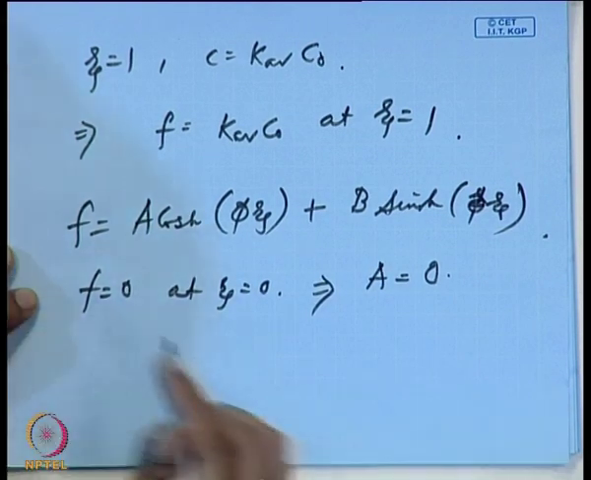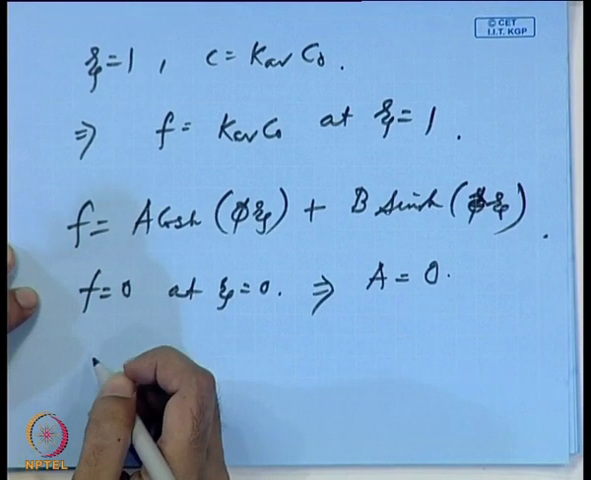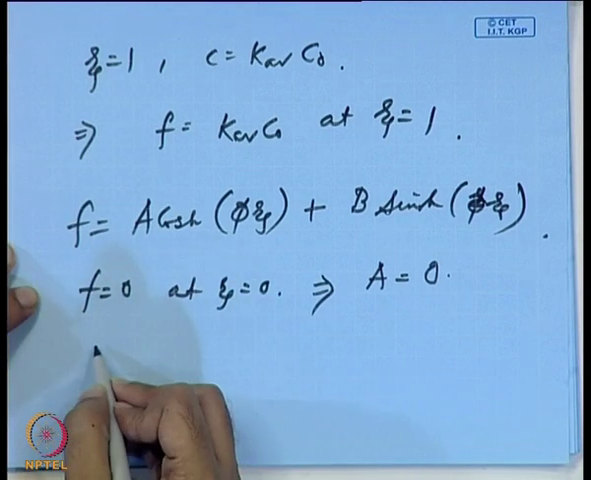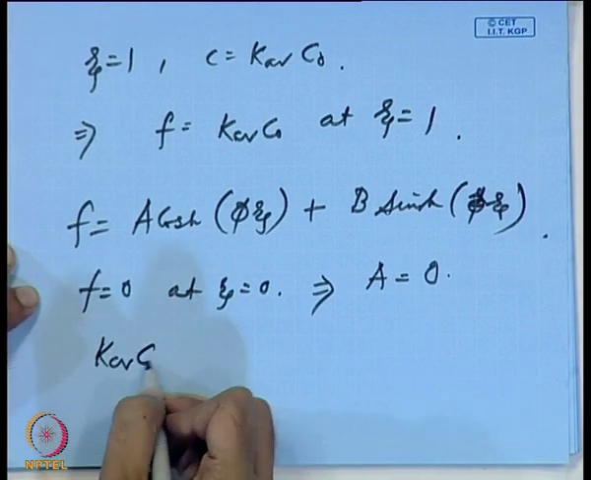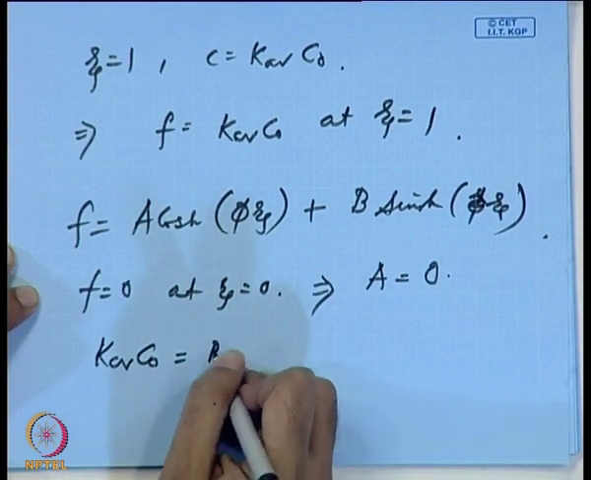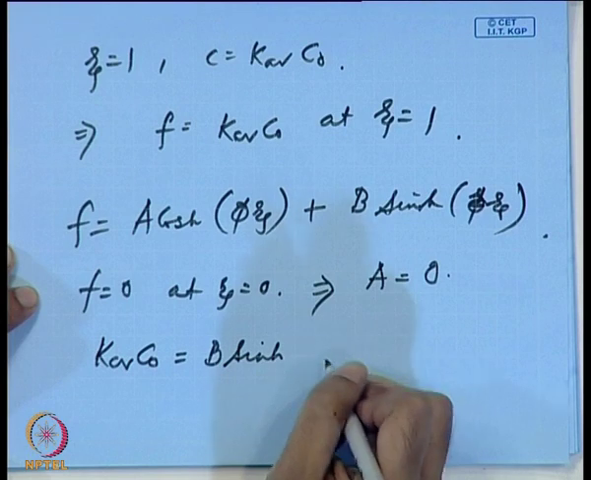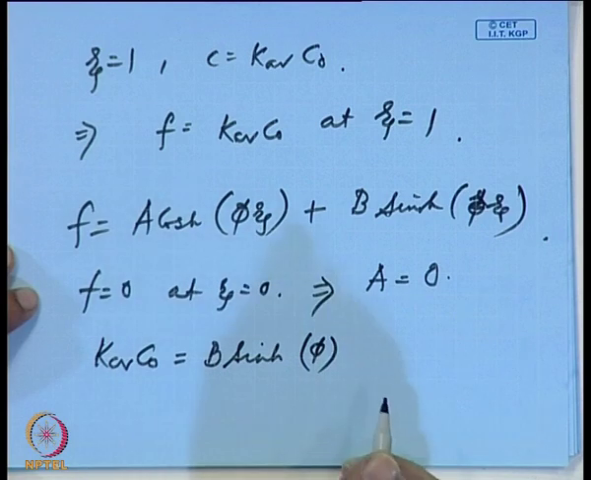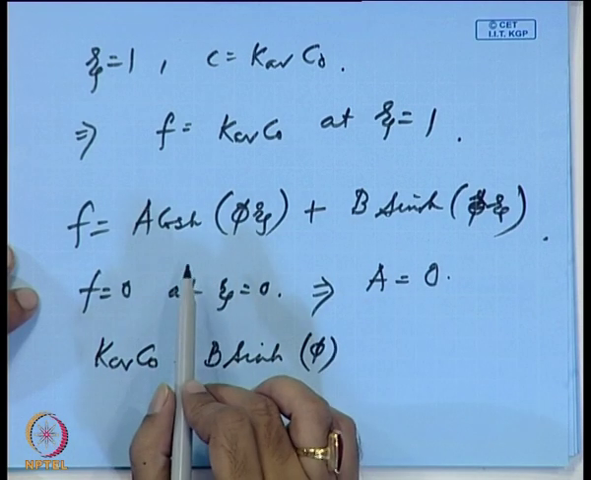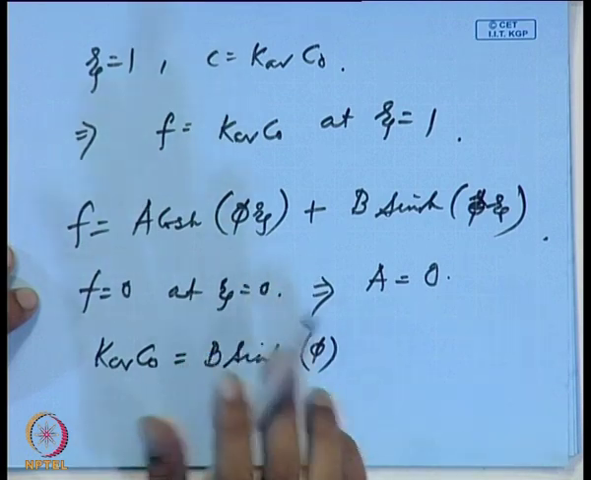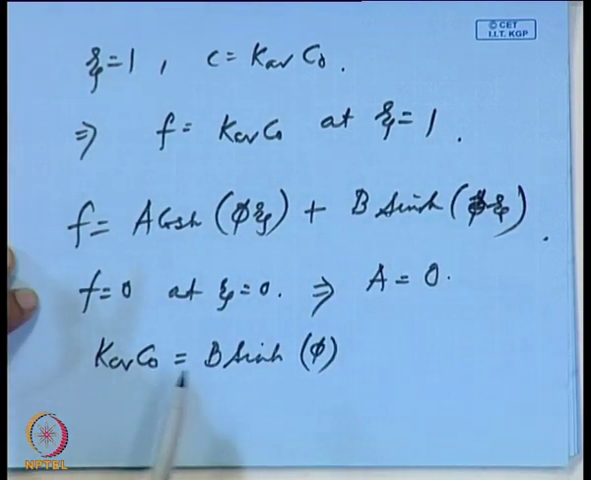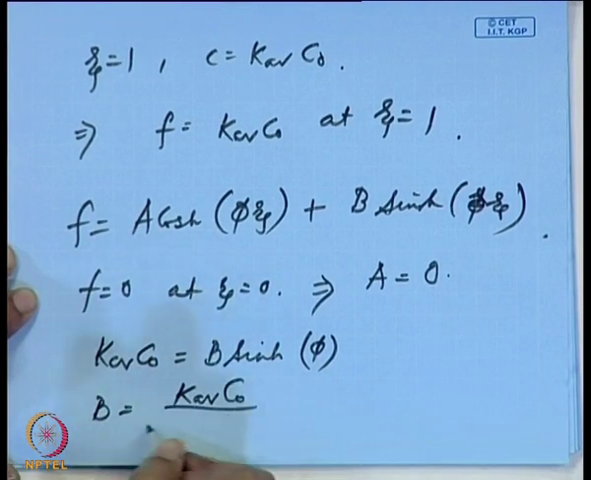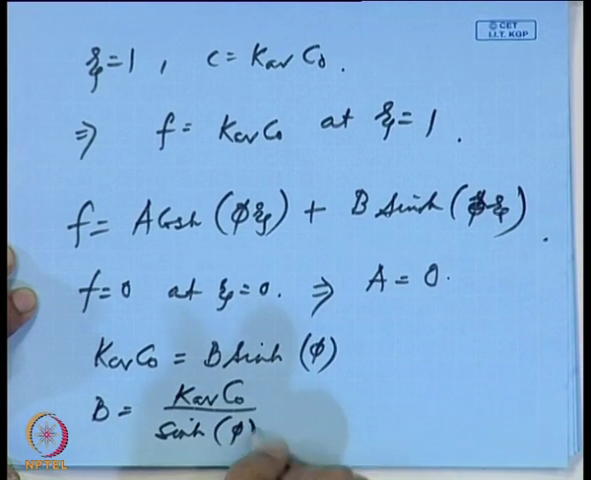Done. Second boundary condition was this one: F equals kV C naught at psi equals 1. Which means kV C naught equals B sin hyperbolic phi. If I remember right, last time the eigenfunction that remained was the cosine hyperbolic. This time the sine hyperbolic remains because of the boundary conditions. So B equals kV C naught over sine hyperbolic phi.